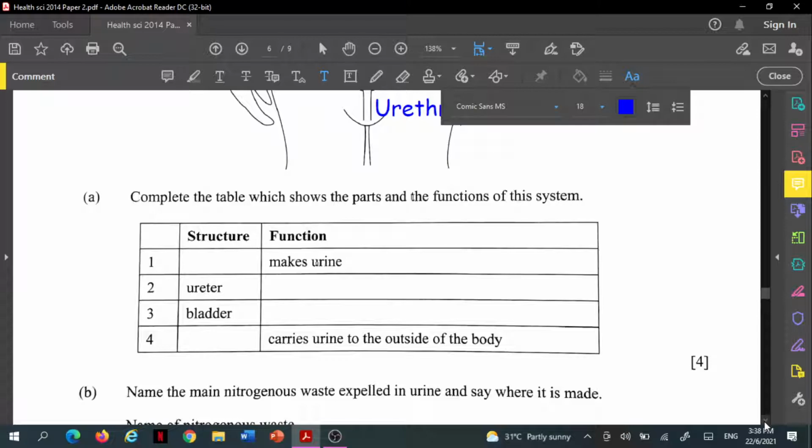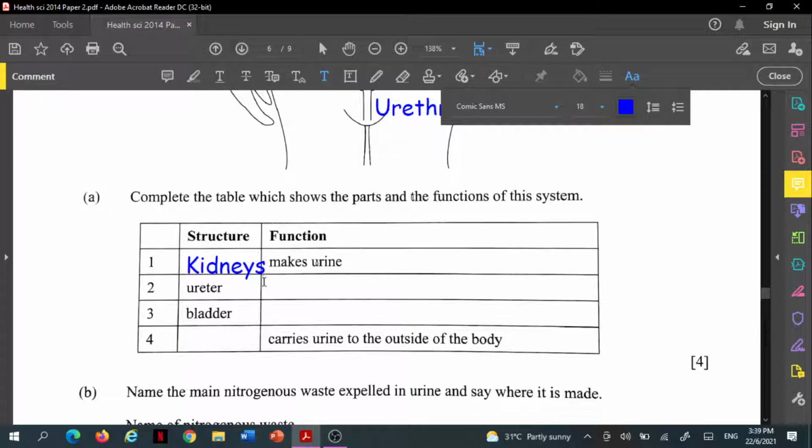It said, A, complete the table which shows the parts and the functions of this system. And so what part makes urine? We know that is the kidney. The kidney is responsible to make the urine. All right, great. Now the ureter. The purpose of the ureter is to transport urine to the urinary bladder.